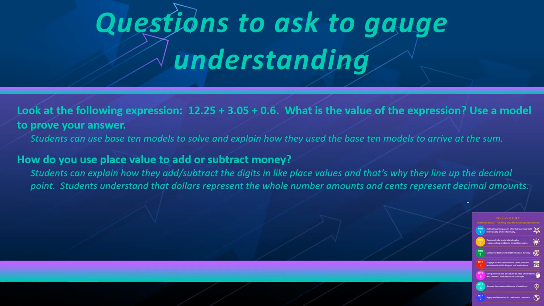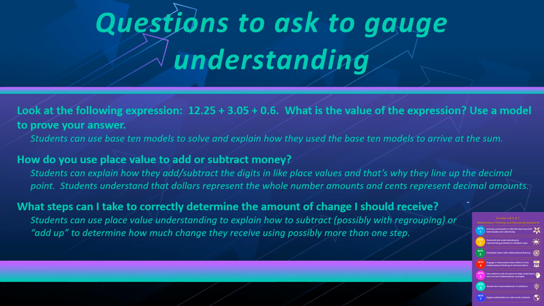Then we want to know how to use place value to add or subtract money. I know we added and subtracted using place value with just decimals. How does that still transfer with money? So once again, we can have them kind of explain how digits in like places are what we're wanting to add and subtract, and also connecting decimals and whole numbers to dollars and cents.